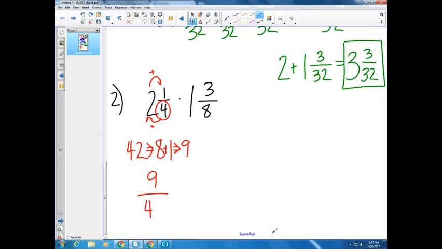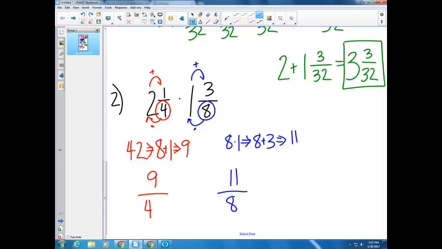I multiply the denominator with the whole number out in front. That gives us 8 times 1 to get 8, and I add in the numerator. 8 plus 3 gives us 11. I bring in that original denominator, so this becomes 11 over 8. I've converted them both to fractions bigger than 1.